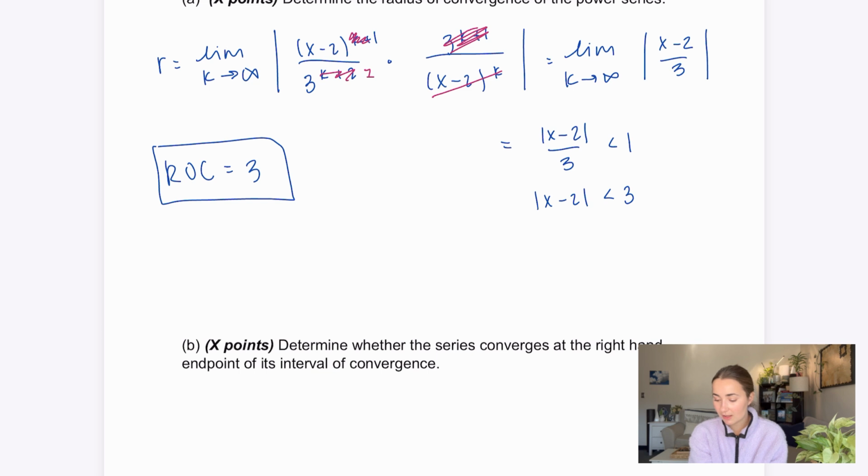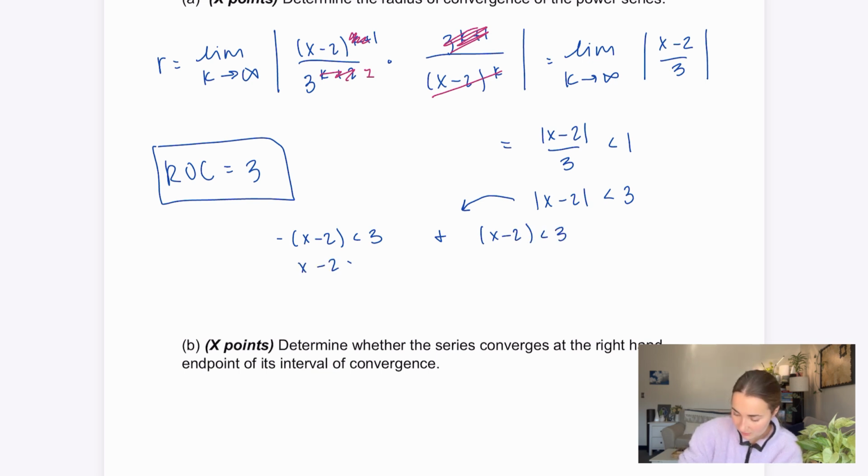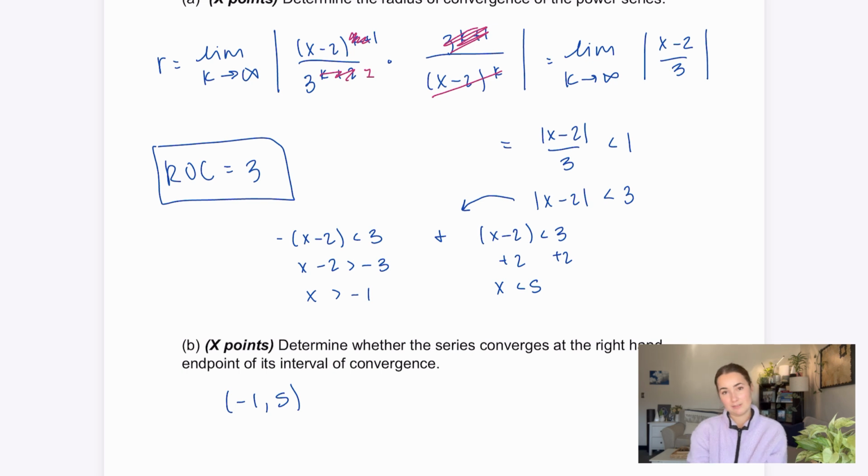Next, we want to determine whether the series converges at the right-hand endpoint. So let's go ahead and continue working this out. The absolute value of x minus 2 is less than 3. That means negative (x minus 2) is less than 3, and it means x minus 2 is less than 3. So if I multiply on this left-hand side by negative 1, x minus 2 is greater than negative 3. Add 2 to both sides, x is greater than negative 1. So that's the left endpoint, right? We get negative 1. Now here we just have to add 2 to both sides, so we get x is less than 5. So this is between negative 1 and 5.